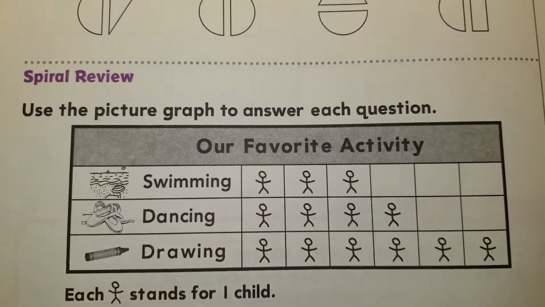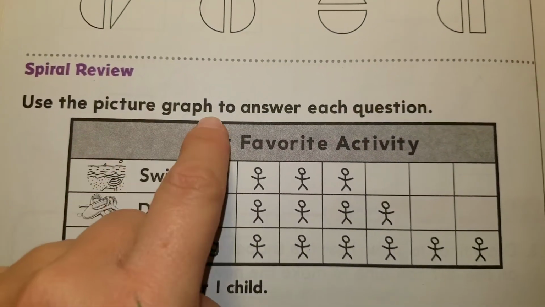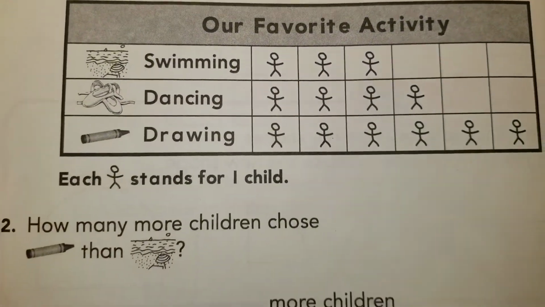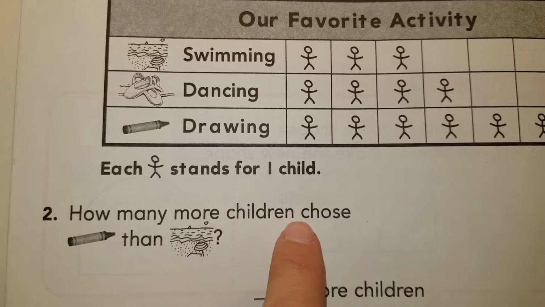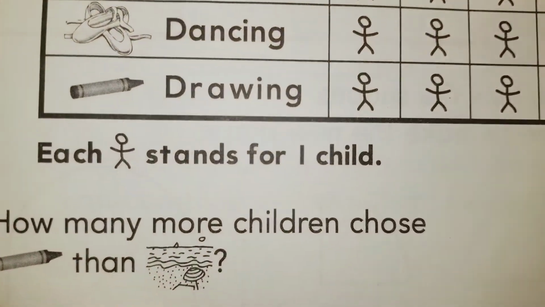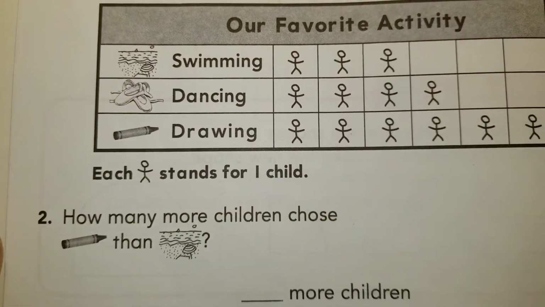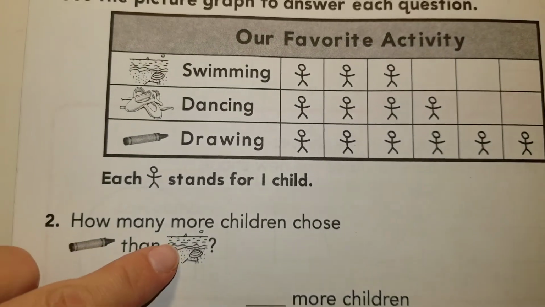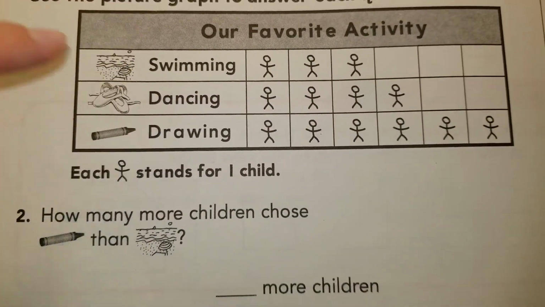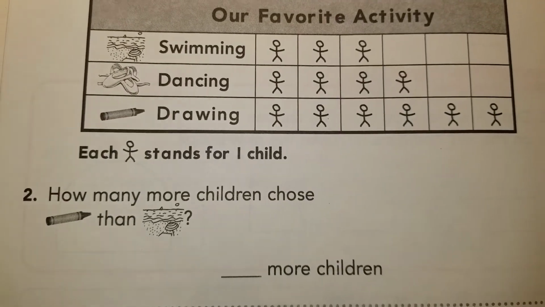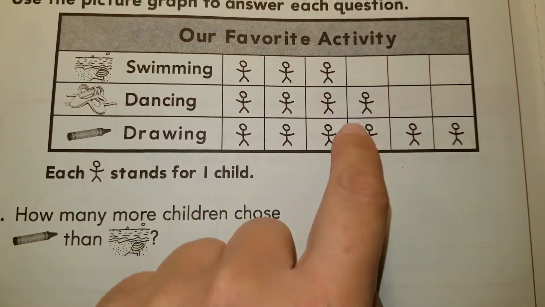Alright, so let's review a little bit about picture graphs. It says, use a picture graph to answer each question. So let's see the questions. How many more children chose crayons than the beach? Oh, because it's about our favorite activity. How many more children chose going swimming over drawing? How many more children? Oh, okay, so we have to count.